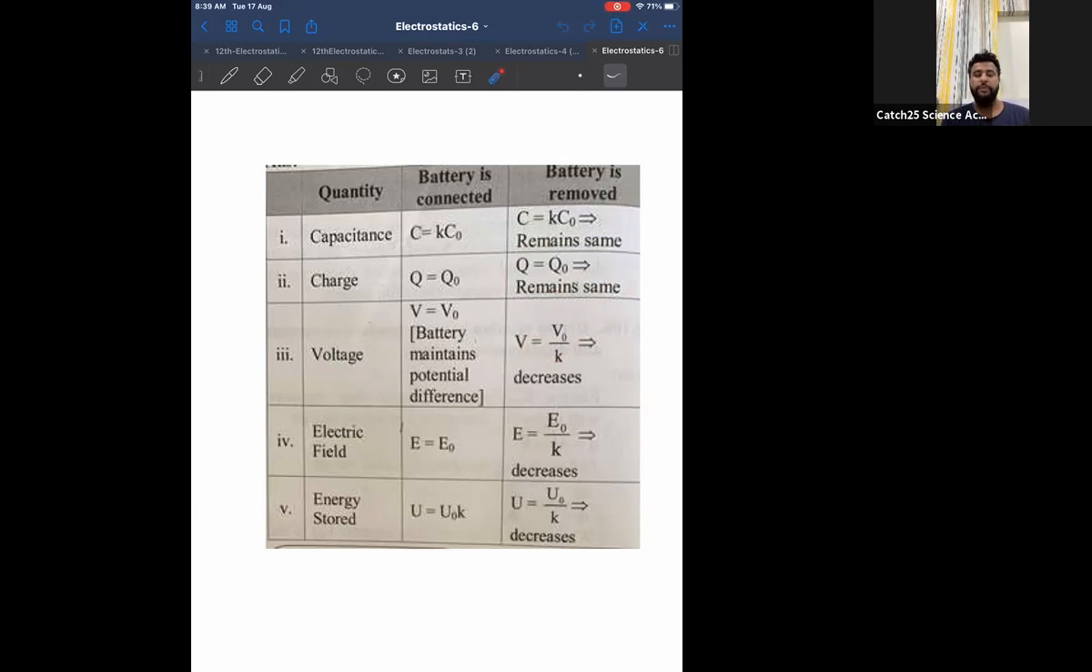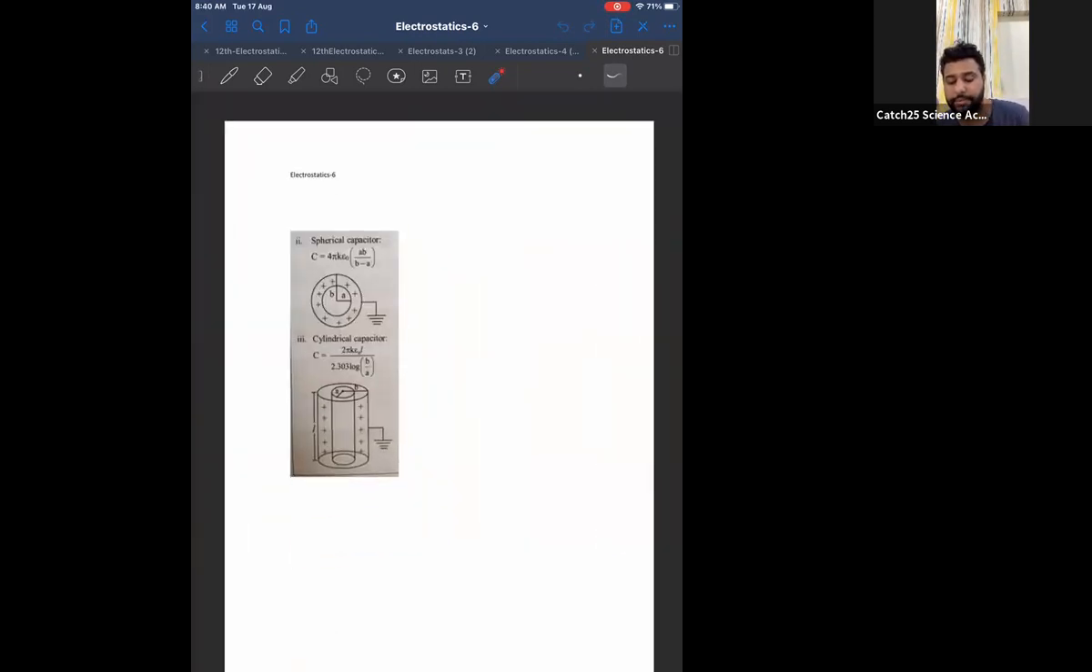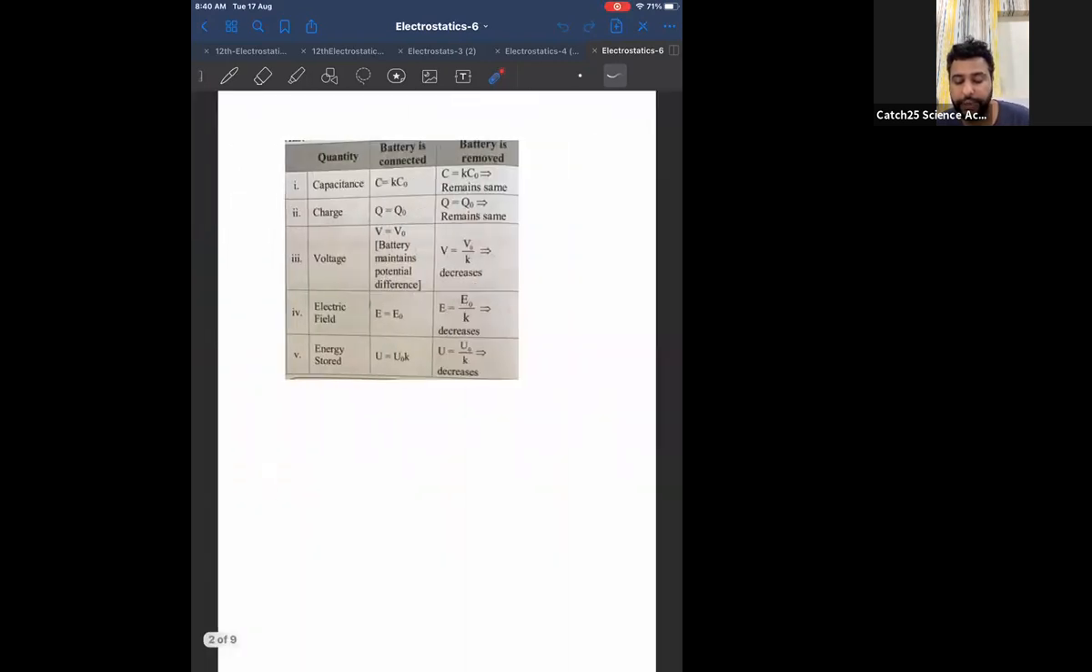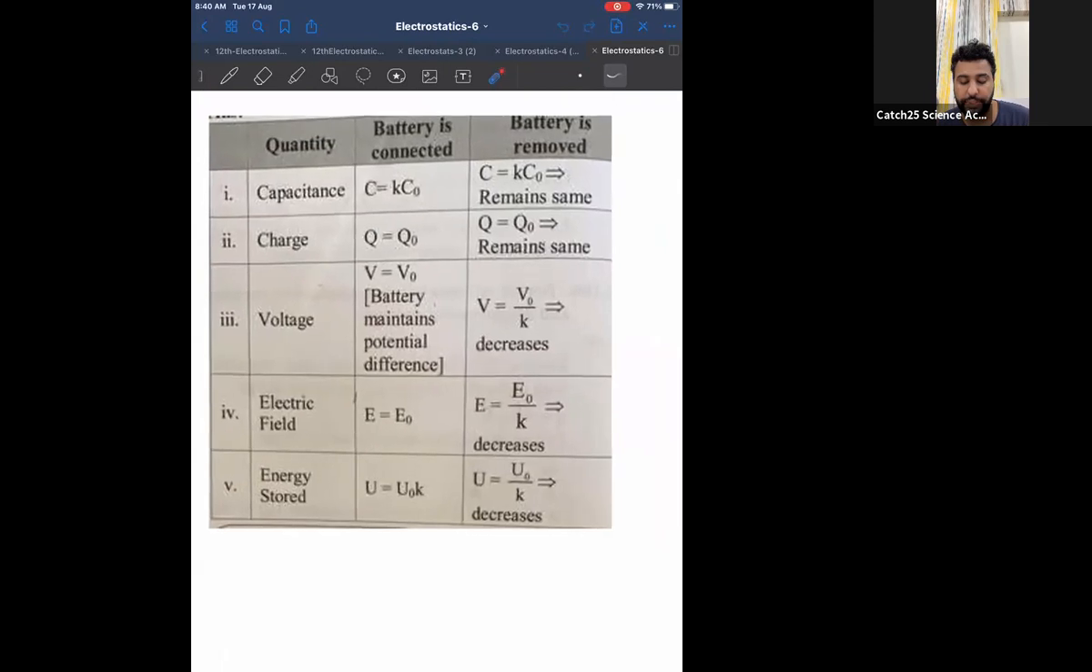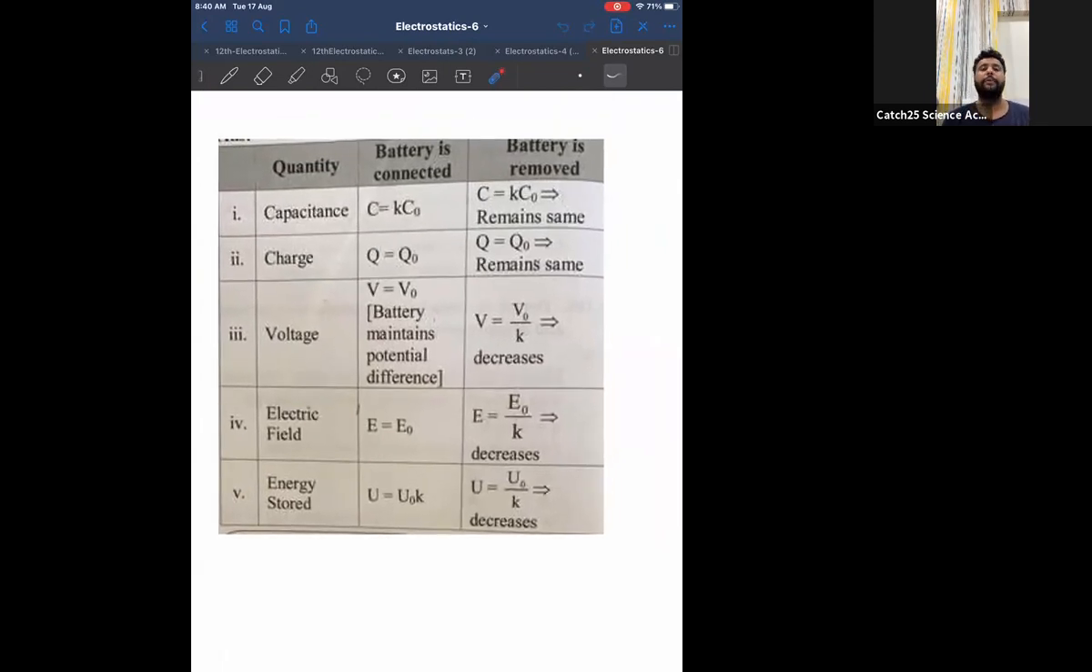So draw this table. As and when the questions come, I will tell you how you need to read the table. But the previous slide, this one, and this slide, mainly for MCQs. So make a note of this table. 5 quantities are there, and we should know what happens to them when battery remains connected and when battery is disconnected. Make a note, switch on your cam and make a note.